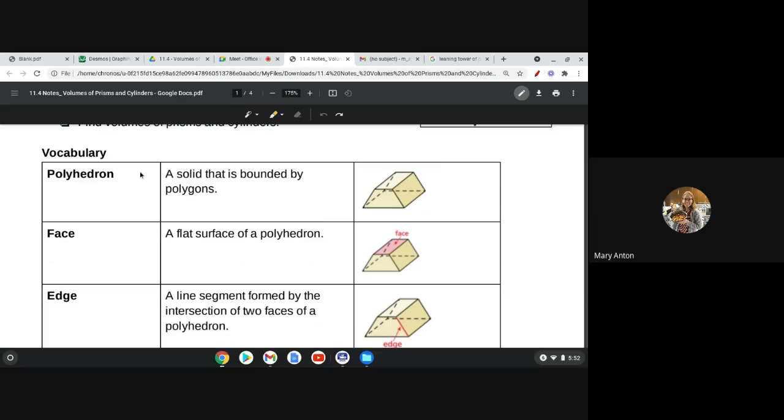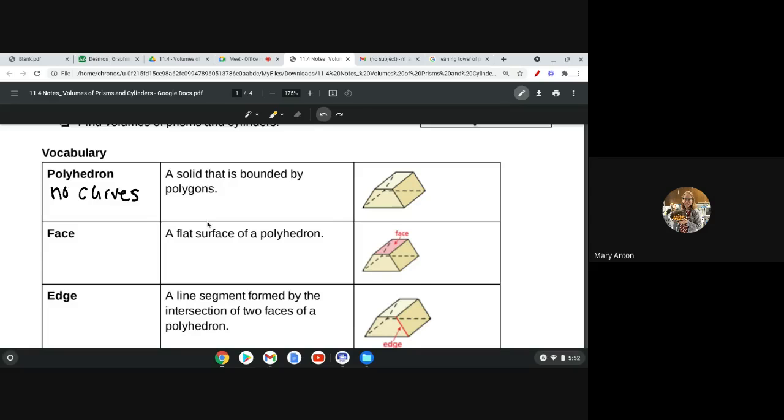So, our first vocabulary word is polyhedron, which is a solid, a three-dimensional figure bounded by polygons, which means that there are no curved edges. So, I can write that. Only straight lines. Everything is connected, but each face, each side of your polyhedron is made of polygons, no curves.